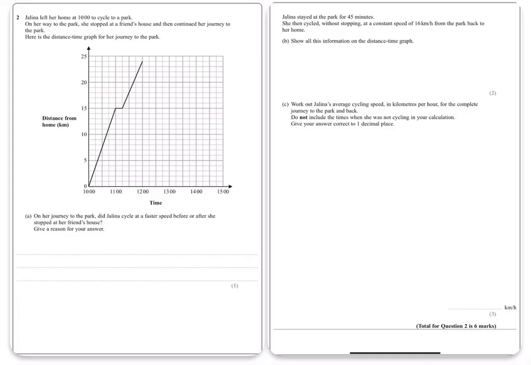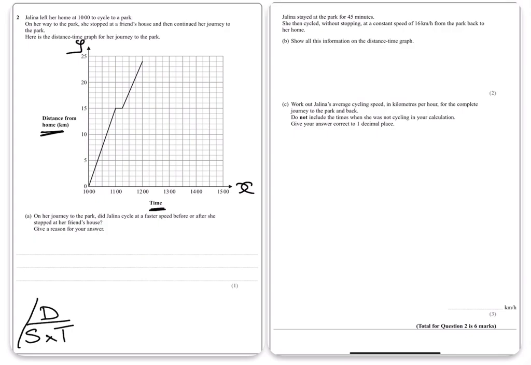Okay, so on to question 2, and we have Jalila leaving her home at 10 a.m. to cycle to a park. Hopefully have a look at the diagram. You'll see that you've got time on our x-axis, and distance on our y-axis. What this means is it is going to be a distance time graph, and the line is going to represent the speed. Now hopefully from your lessons you will recognize that speed is equal to distance over time.